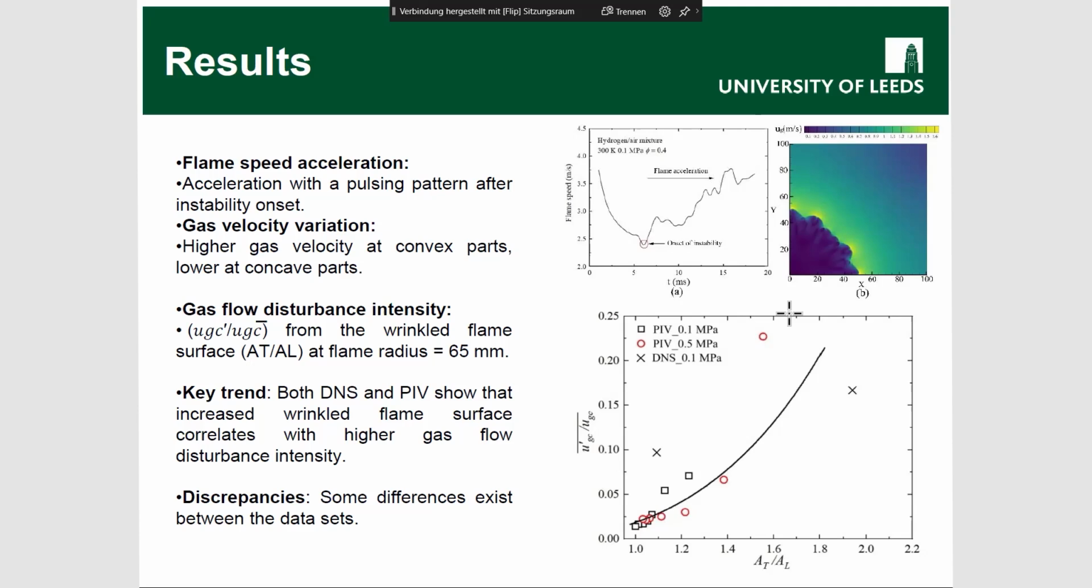Both the DNS and the PIV show that the increased wrinkled flame surface correlates with the higher gas flow disturbance intensity. Even so, we can see some discrepancies here. Maybe we haven't done enough simulations. Maybe we can do more conditions, for example from lean to rich, to see whether they are consistent with each other or not.